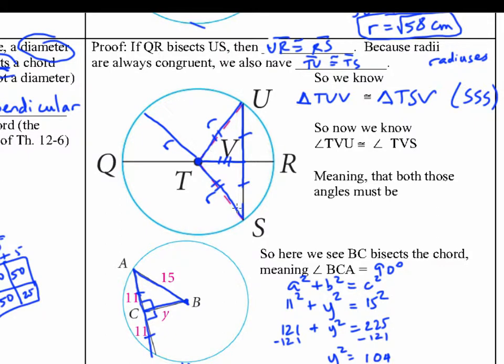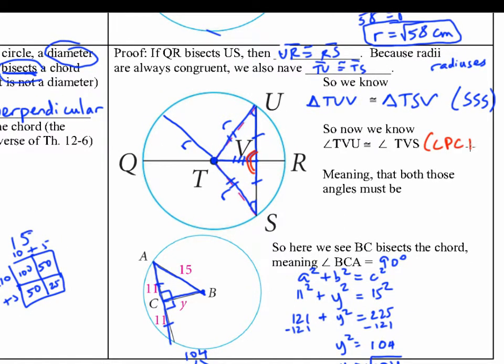So for example, we could say something like angle S is congruent to angle U, but that's not very helpful to us. But we also know that this angle right here, angle TVU, is congruent, well, it's red, because that's the important part, TVU is congruent to TVS. Why are they congruent? Because corresponding parts of congruent triangles are congruent.